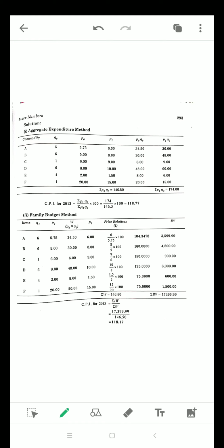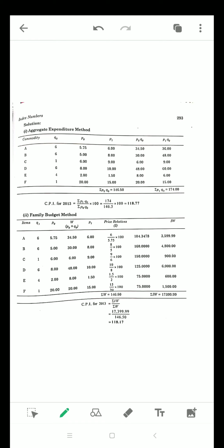Consumer price index for 2013. So hence they asked for 2013 only, we are finding for 2013 only. Summation P1 Q0 divided by summation P0 Q0 into 100. Substitute the value 174 divided by 146.5 into 100. So therefore we will get 118.77. So this is what we call the aggregate expenditure method.